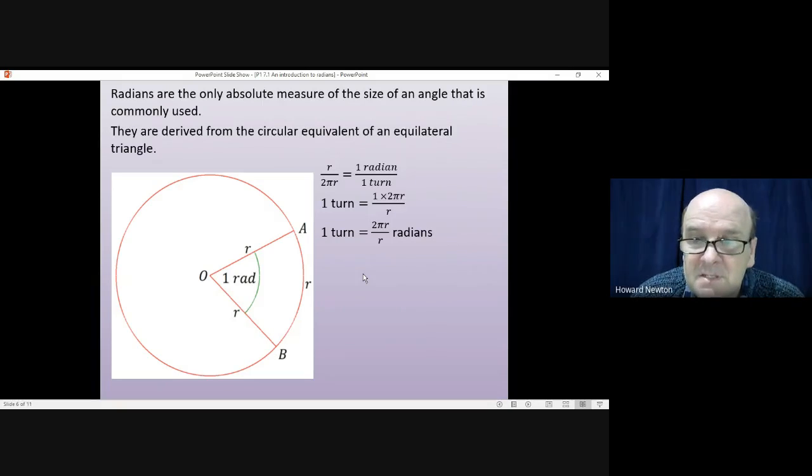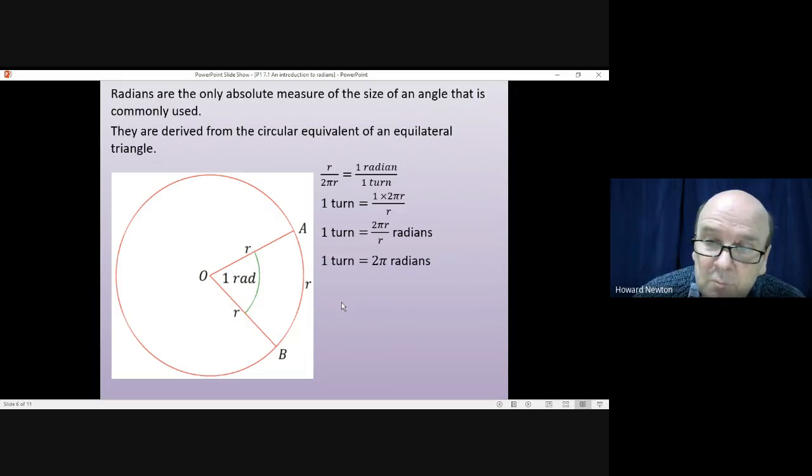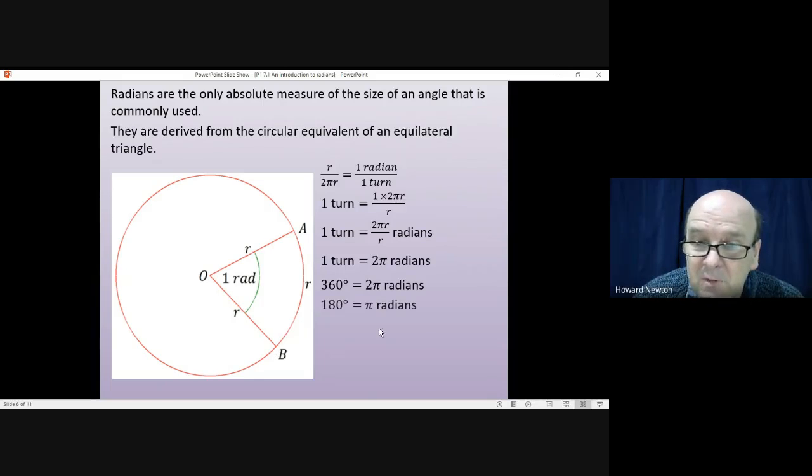Tidying it up gives us that. Cancelling the r's gives us 1 complete turn is 2 pi radians. Well, 1 complete turn is also 360 degrees. So that means that 360 degrees is exactly the same as 2 pi radians. Or if we halve both of those, 180 degrees is exactly the same as pi radians. And those you should learn. So either learn one of them or learn both of them.